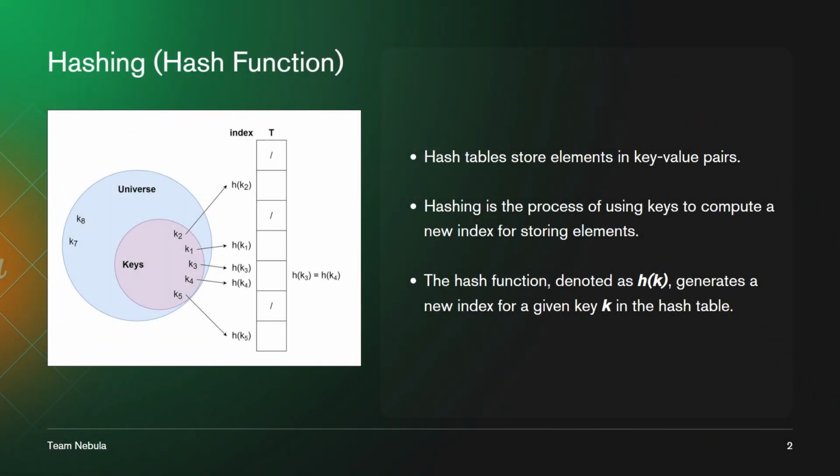Hashing. In a hash table, a new index is processed using the keys, and the element corresponding to that key is stored in the index. This process is called hashing. Let k be a key and h(x) be a hash function. Here, h(k) will give us a new index to store the element linked with k.